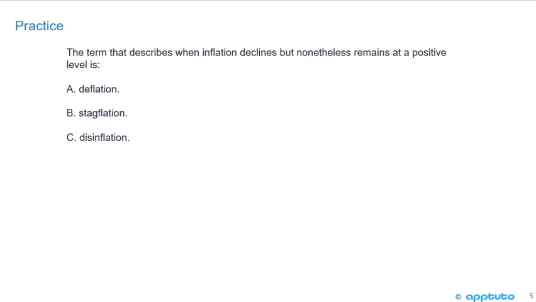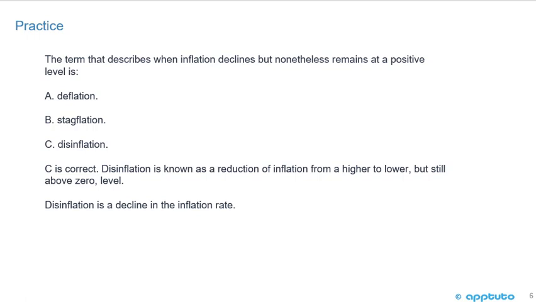A practice question, which is really just straight out testing definitions: the term that describes when inflation declines but nonetheless remains at a positive level is A, deflation, B, stagflation, or C, disinflation. The correct answer is C. Disinflation is known as a reduction of the inflation rate, from a higher to lower rate, but still above zero level. So disinflation is the decline in the inflation rate. There's still inflation, it's still at a positive level, but the rate is lower.